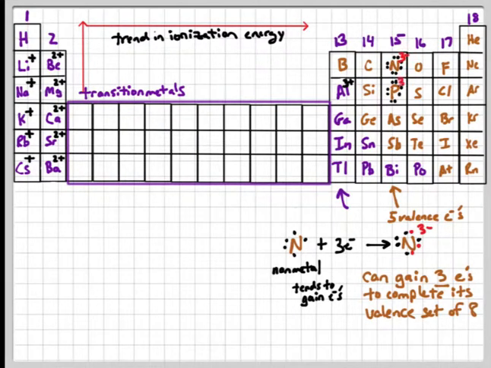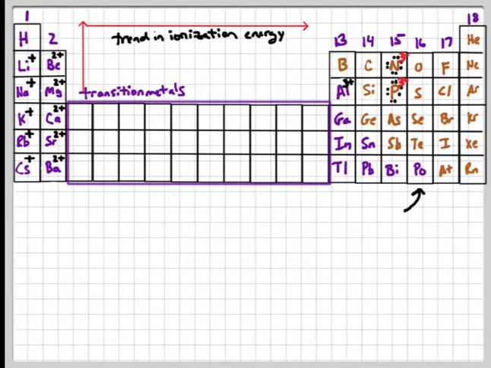Okay, let's go back there. So now we have a 3 minus charge. That is also the case for the other elements in the nitrogen family. So phosphorus will form anions with a 3 minus charge in ionic compounds. Next we move on to oxygen's family.